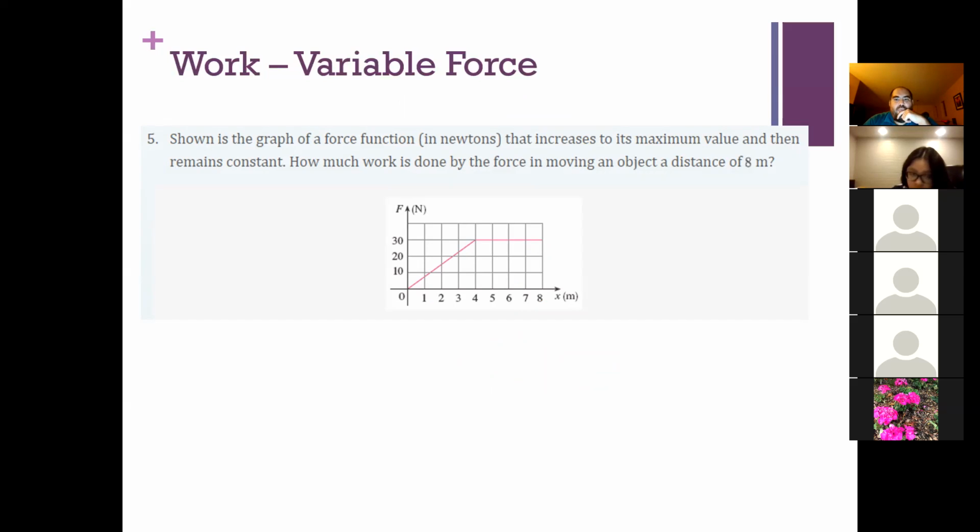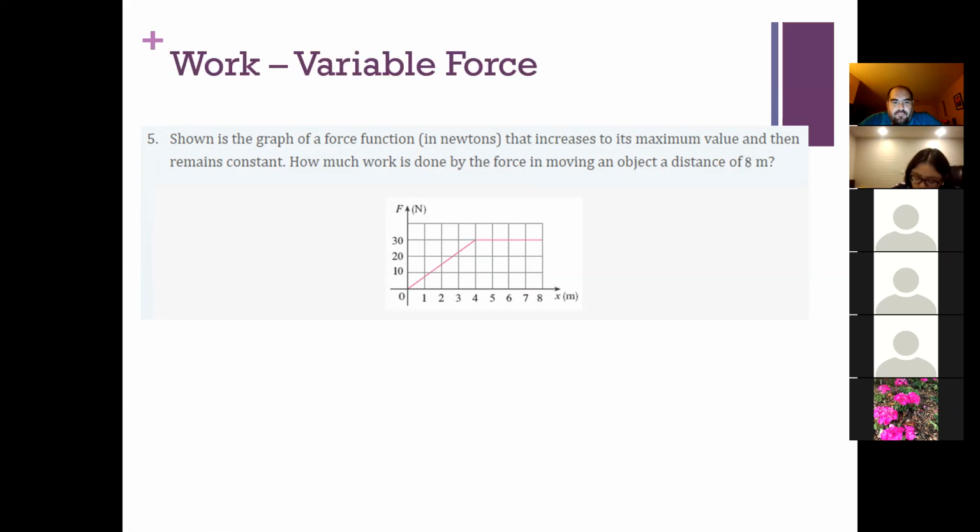All right, so I want to find the work done here by showing this graph. So I have the graph of a force function in newtons. The force increases linearly to some maximum, and then the force remains constant. So how much work is done by the force to move this object 8 meters?